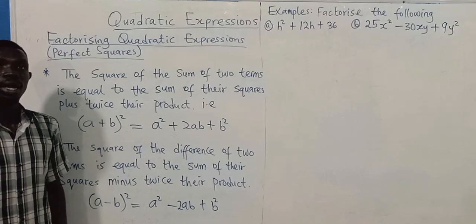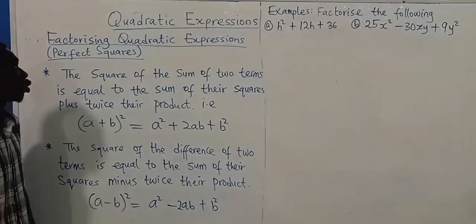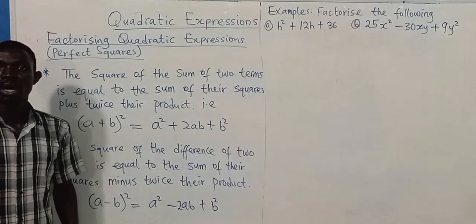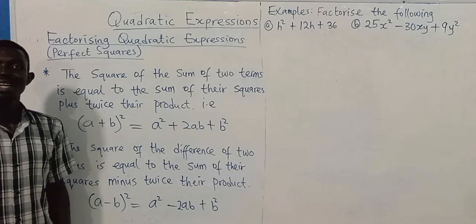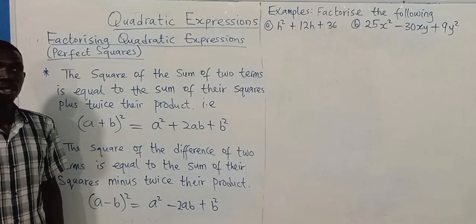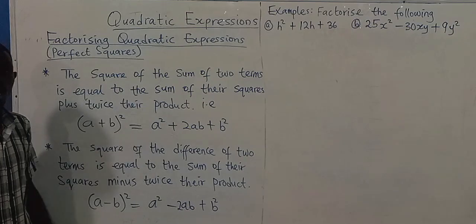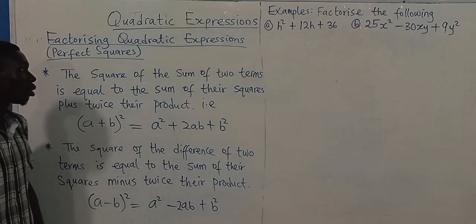Today we are looking at factorizing quadratic expressions that are perfect squares. Now there are two rules we have on the board.